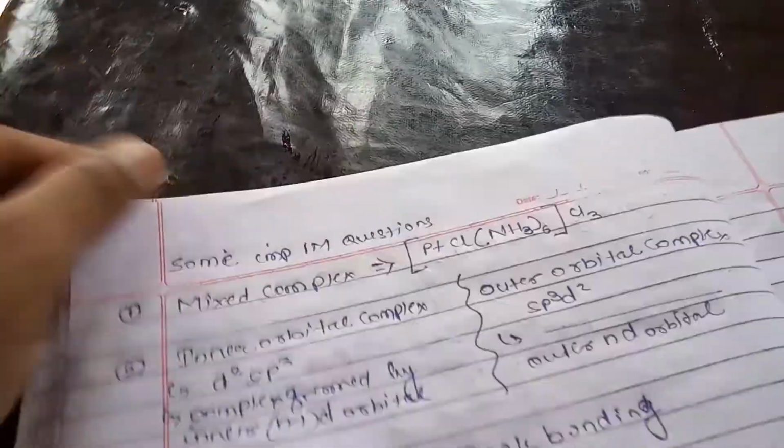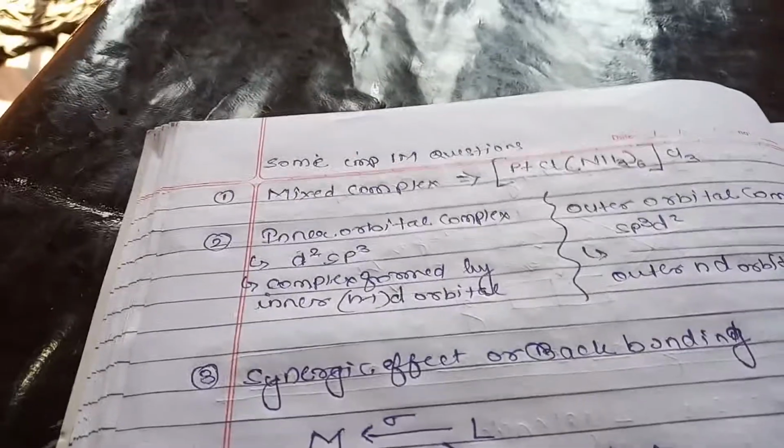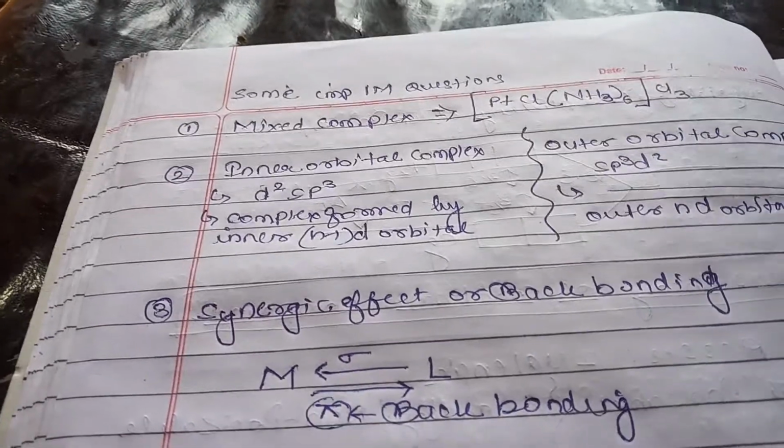Hence, with this, we came to the end of the Werner theory. Now, as per our promise, we are going to deal with some of the most important 1 mark questions from this chapter, which we have not dealt with till now.